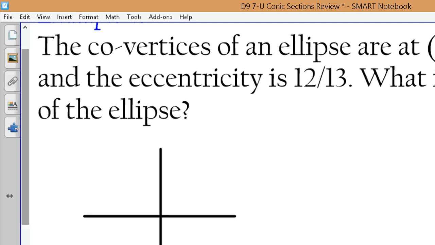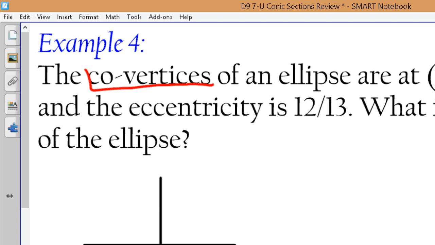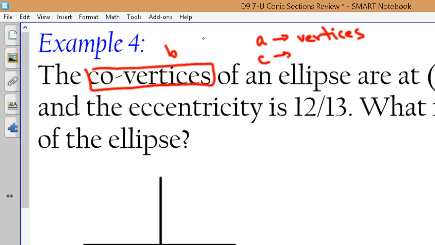So the key thing we need to remember is our vocabulary. A co-vertex is found by the letter B. A finds a vertex. A is for vertices. B is for co-vertices, and your C is for the foci. Now, it also says eccentricity, and you need to remember that that's of the form C over A. Now, these values could end up reducing, so it's not safe to say that C is automatically 12 and A is 13, but it's a good guess.